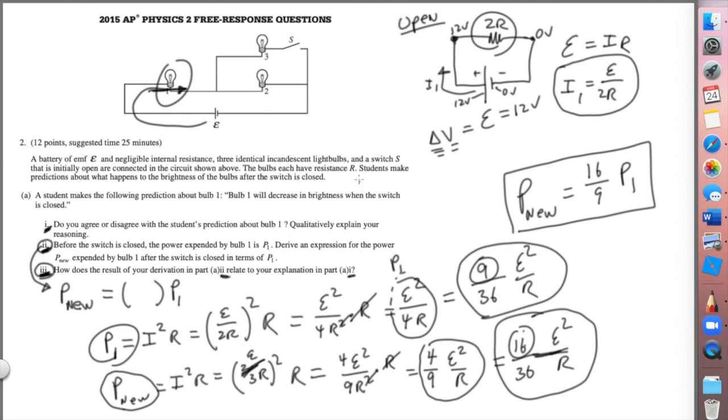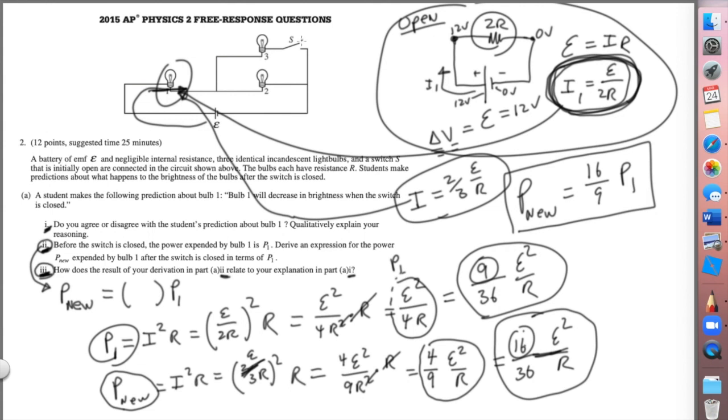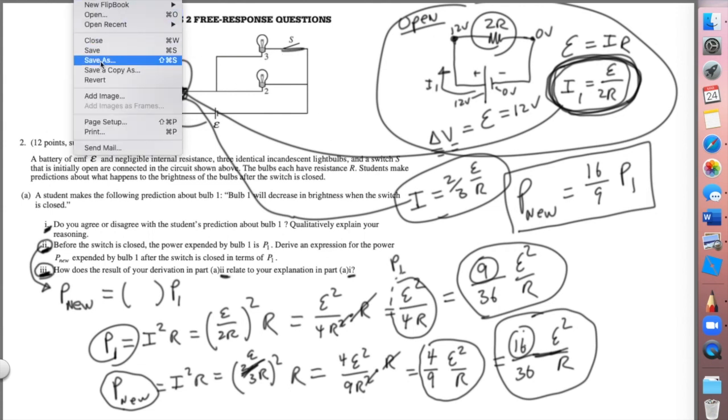Okay, now before we go to the next part, we're going to be using some values like the currents. So the current when the switch was open, I'm not going to go through the whole entire derivation again, but this is the current in bulb 1 when the switch is open. And then we also found the current in bulb 1 with the switch closed equal to 2/3 E over R. So we did that prior. So that's the current in bulb 1 when the switch closes. So let's revert this and keep going.